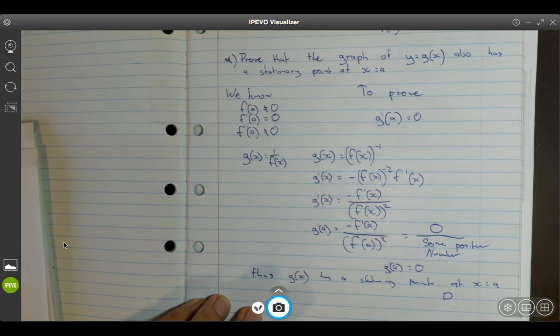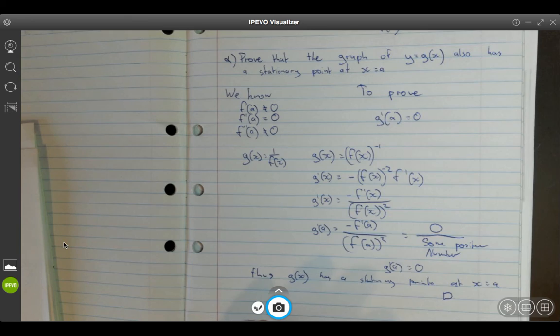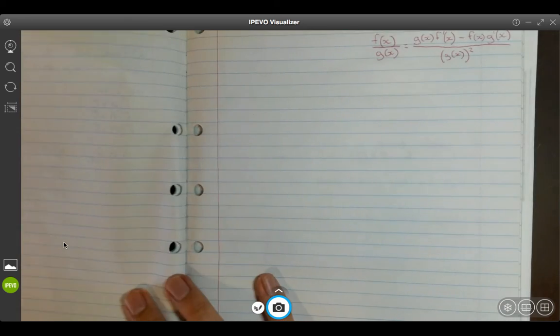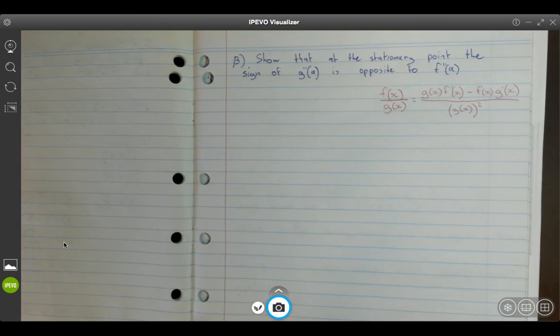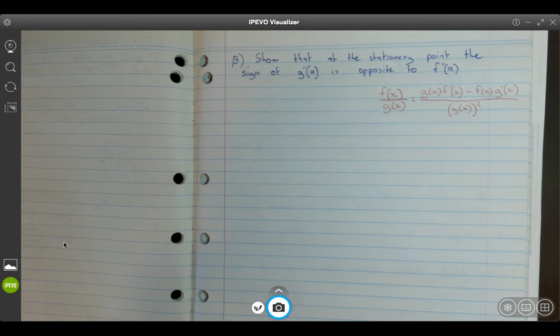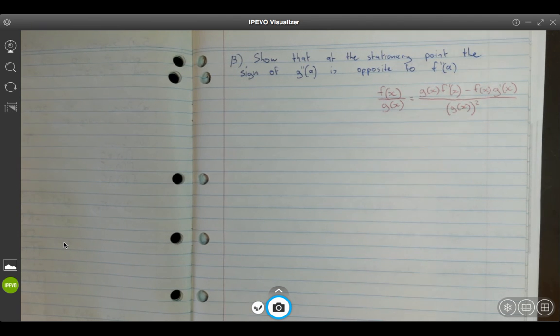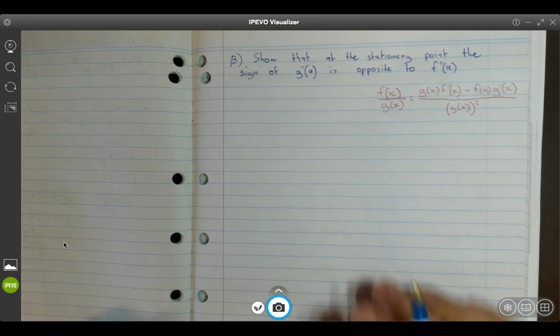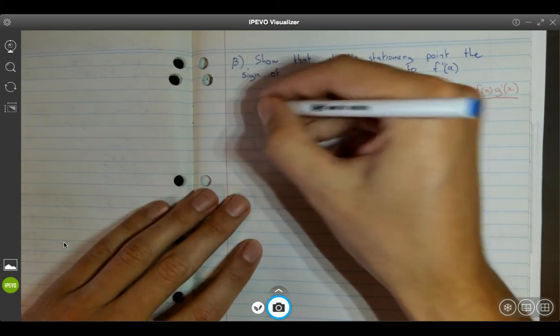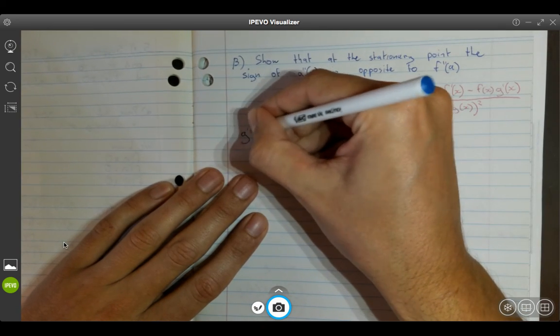Let's do a little square. All right. The second part of the question was to show that at the stationary point, the sign of g double prime of a, the second derivative, is the opposite to f double prime of a. So we're going to use the quotient rule this time.